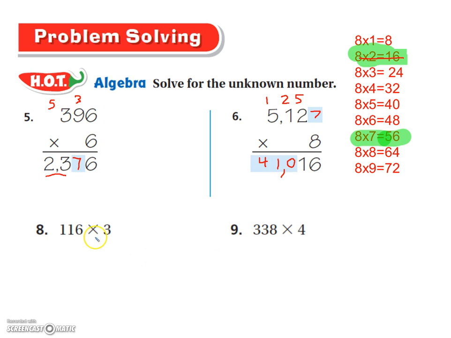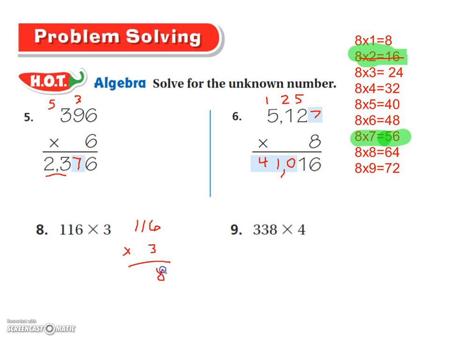Now you have problems like this, where they are side by side, 116 times 3, and all you need to do is put them on top of each other like that. Now, this is very difficult to do. You need to rewrite it so it looks like this.